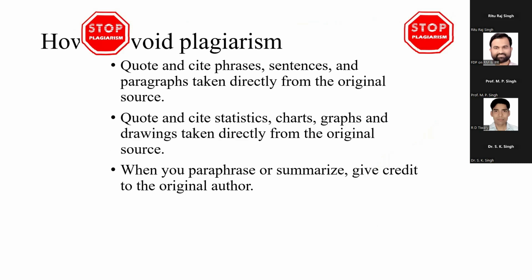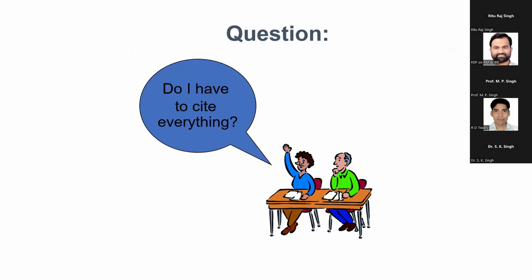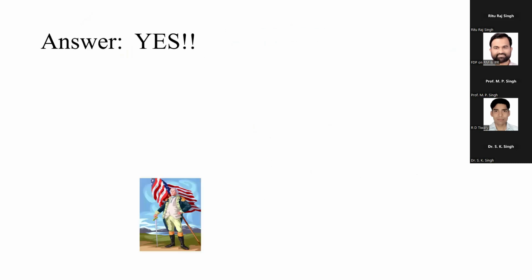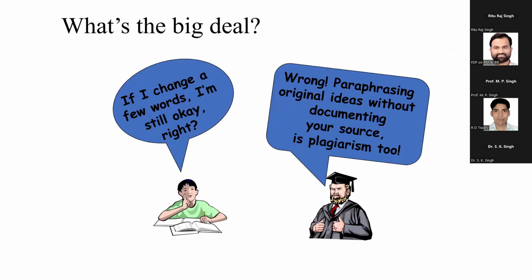How to avoid plagiarism? Quote, cite the phrase. Quote, cite the statistics, charts, graphs, tables, figures, whatever you are taking from any source, even from the internet. Please give the reference of that URL. Now, the question you may think of: do I have to cite everything? Yes. Whatever you are taking, for the safe side, give the reference for everything.